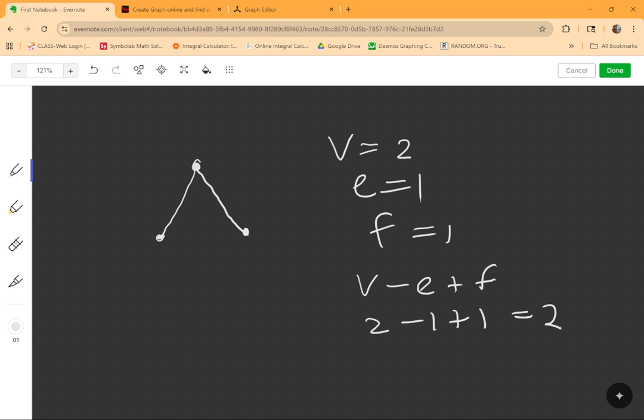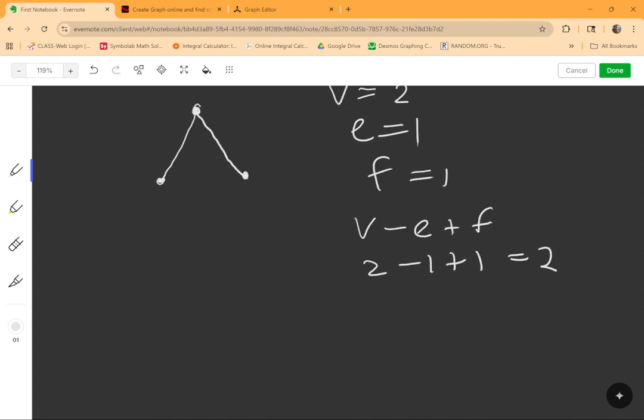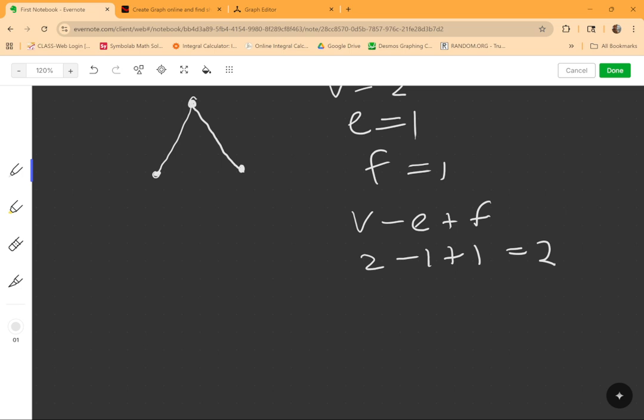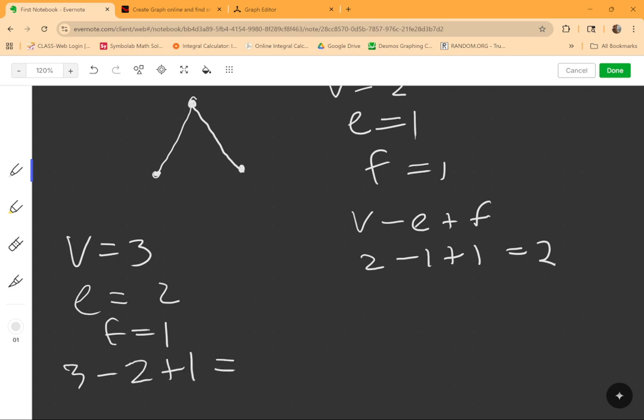Okay. Now for this particular case here, we've increased the vertex and the edges. But notice that since it's not bounded, we still have the same number of faces, that being 1. All right, so in this case, we have a net change of 0, right? Because I'm increasing my vertex by 1, and my edges by 1 as well. But notice in the formula, V minus E, that's a net change of 0. Okay, so that still holds, right? 3 minus 2 plus 1, still 2.